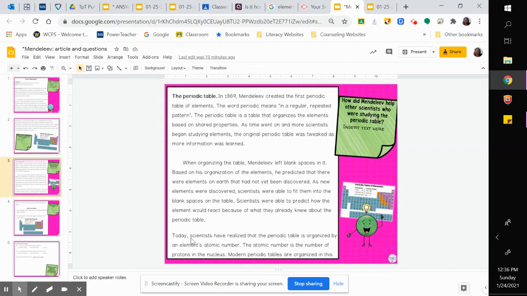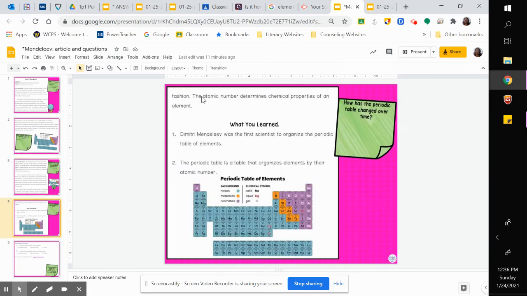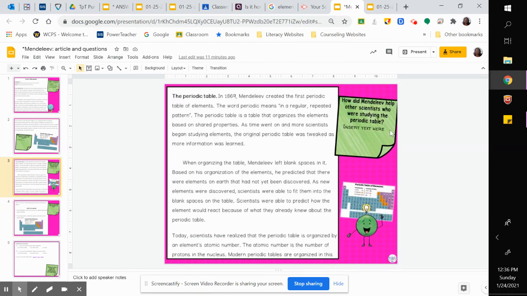So we have made a change into the modern periodic table is what we know. They used to organize it according to atomic mass. Now, it's a big difference. Now we organize it according to atomic number. Modern periodic tables are organized in this fashion. The atomic number determines chemical properties of an element, right? So that's some important information there and a difference between the old one was mass, but what we now study is atomic number.